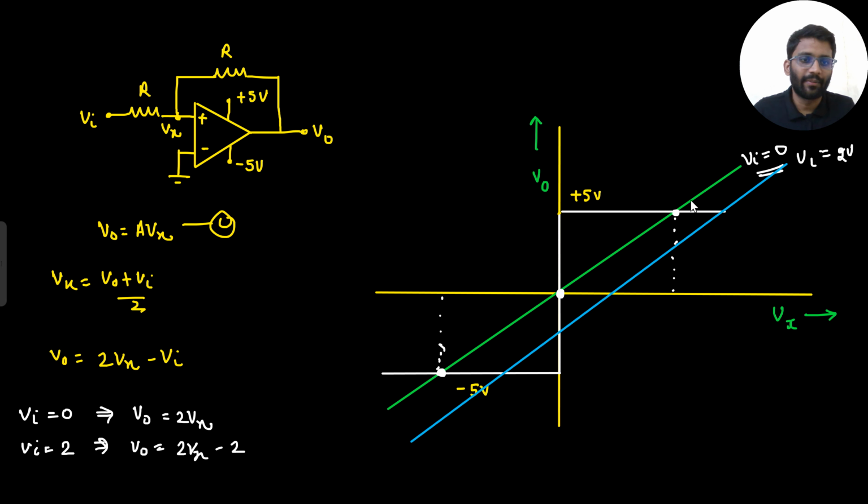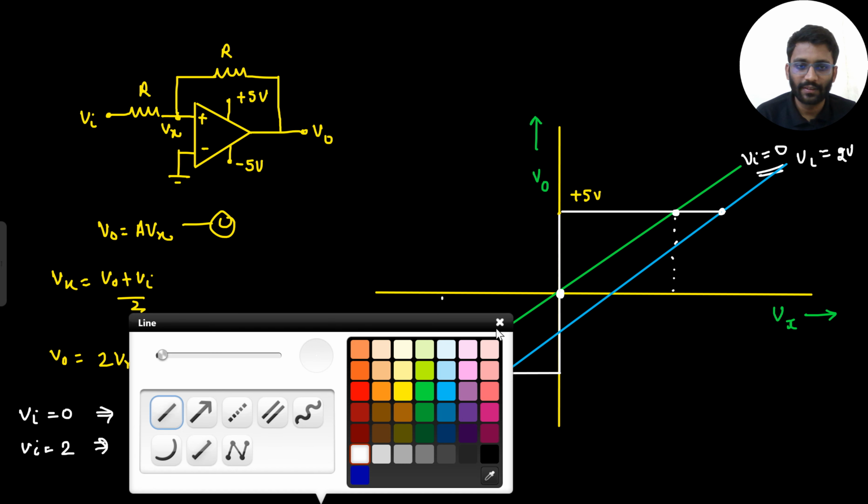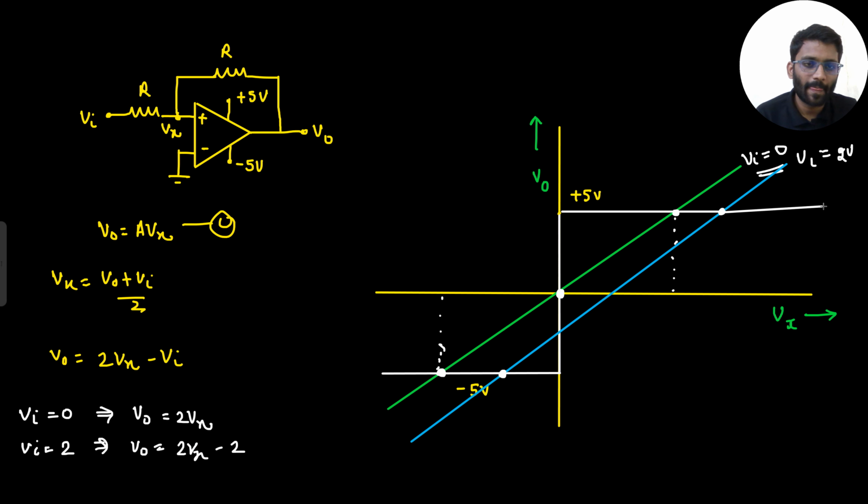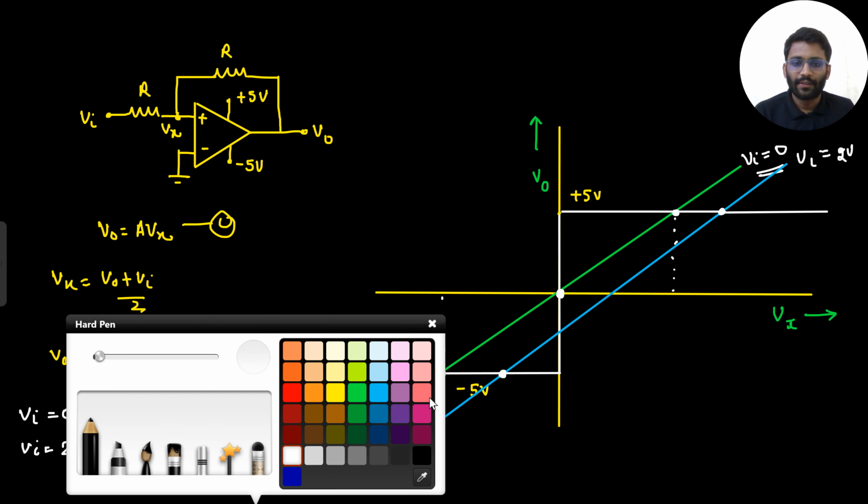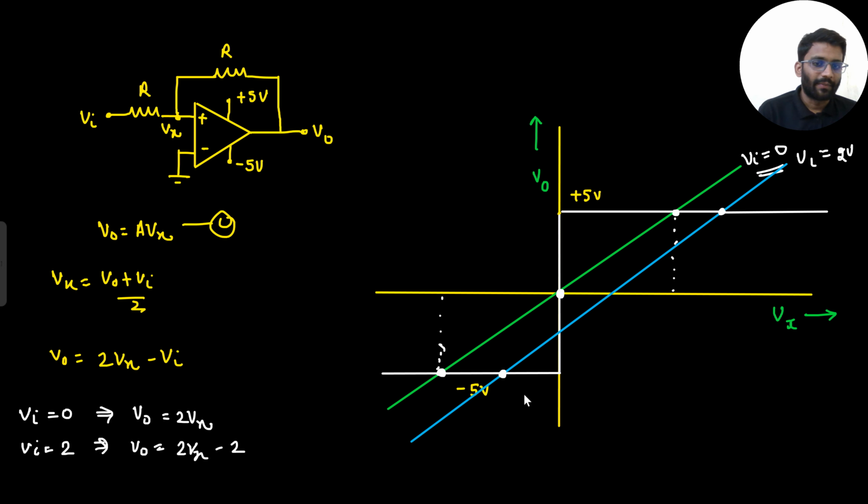Tell me where it is cutting. At this point here, output is plus 5, or at this point here, output is minus 5. I think I should extend this line first. Here output is minus 5. It is cutting at this point as well, but this line will be eradicated because this is not a stable state. So your output can be plus 5 or minus 5.